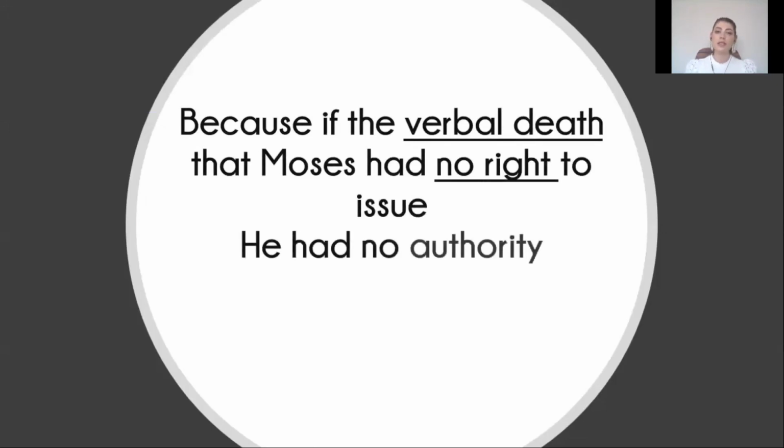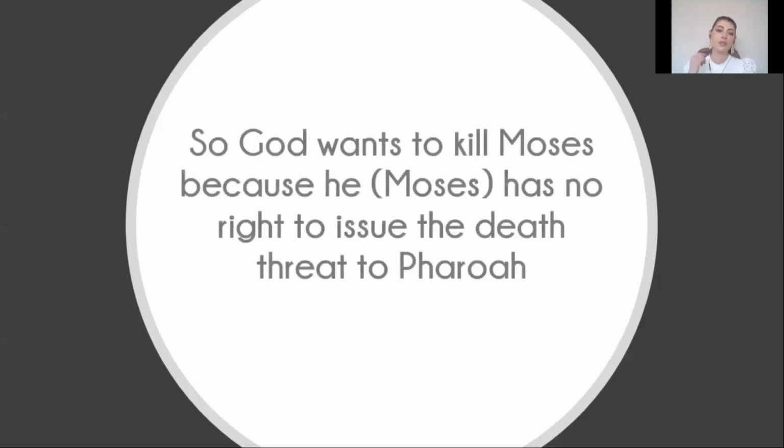So because of the verbal death threat that Moses had no right to issue, where the guy said, will you also kill me? That guy felt that Moses was threatening him to kill him the same way he killed the Egyptian. And he had no authority to do that. Now, how do we know that, except for him not being Pharaoh, right? How do we know that Moses didn't have the authority to do that? And the Torah speaks of this.